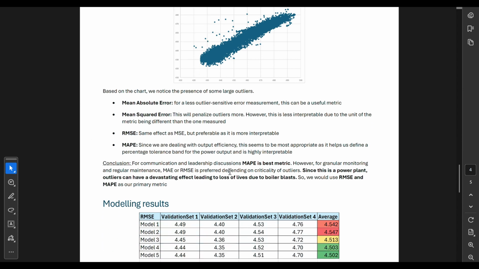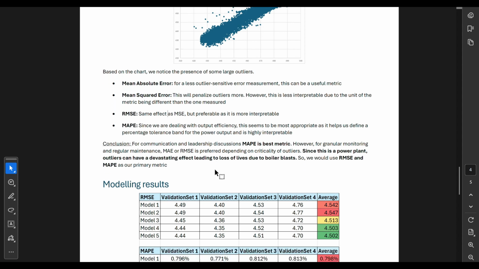However, for this particular case, I keep MAPE as one of the terms that I would use for business meetings and for showing the output efficiency to people in the leadership or things like that. However, since the power plant is a sensitive place and high value of outliers can lead to a devastating effect, often leading to the loss of lives, I would go for RMSE as the output metric. However, for this particular exercise, I have calculated both of these terms to see how our model is performing for each of these cases.